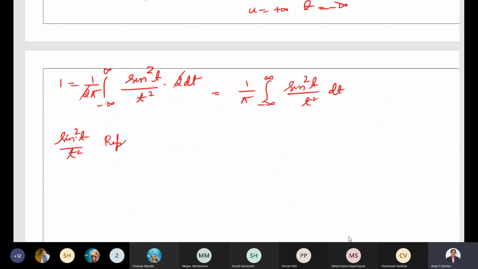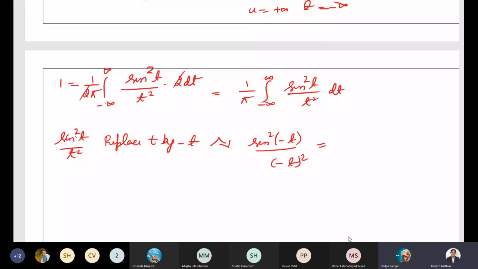For that, what we need to do? We need to replace t by minus t. So what do we get when we replace t by minus t? It is sine square minus t divided by minus t whole square. What do we get from this? Sine square t by t square only, ma'am. Yes, we will get sine square t by t square only. Therefore, the given function is even.